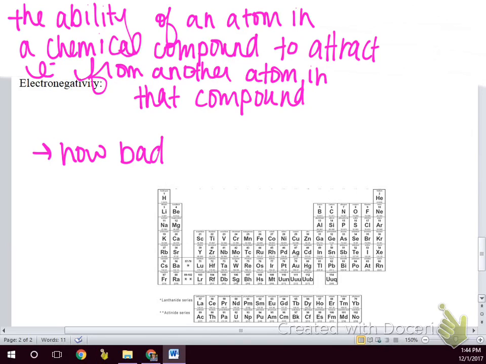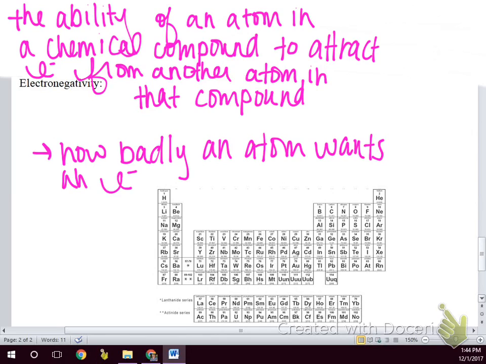how badly an atom wants an electron. Right? How badly does it want to take an electron from someone else? Okay, that's kind of the general definition, or what you should think of in terms of electronegativity: how badly does it want to take an electron from someone else? Okay? And so the trend for electronegativity is very defined and it's very simple. Okay? Electronegativity increases left to right and bottom to top, but to an exact point.